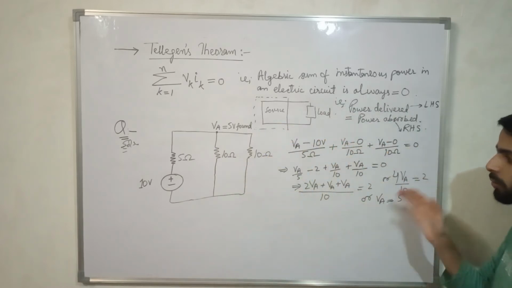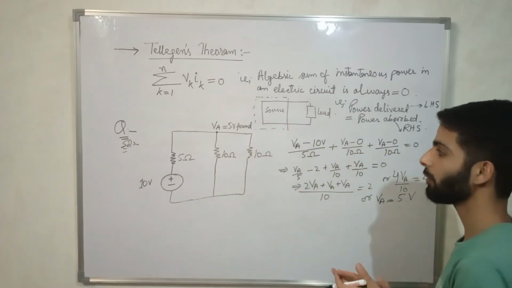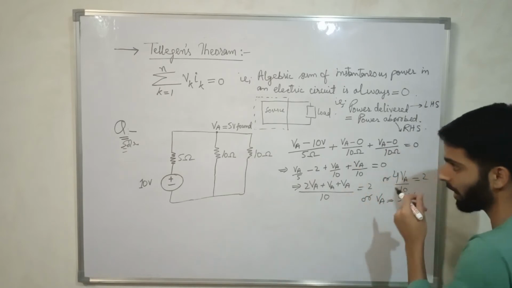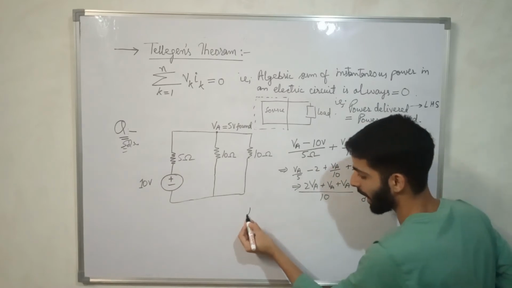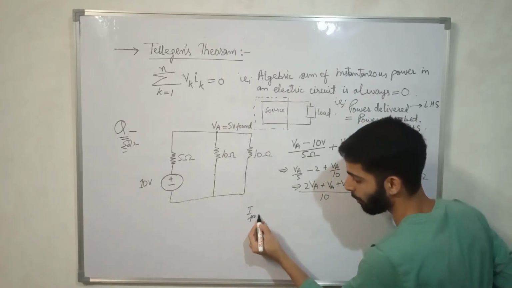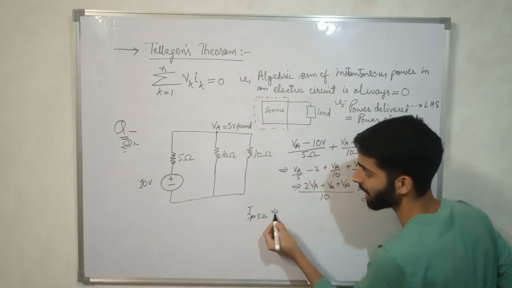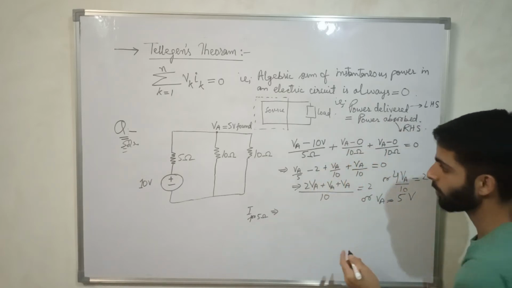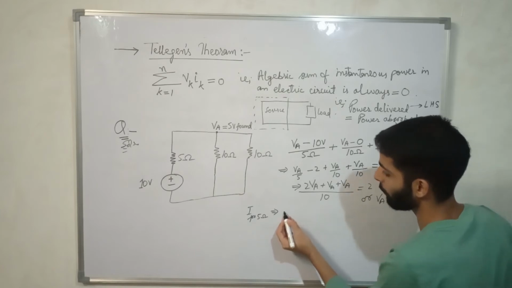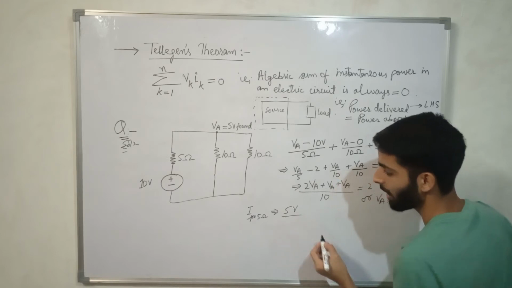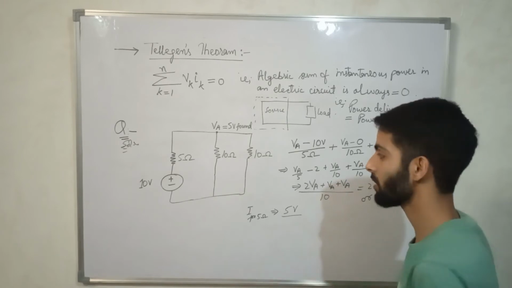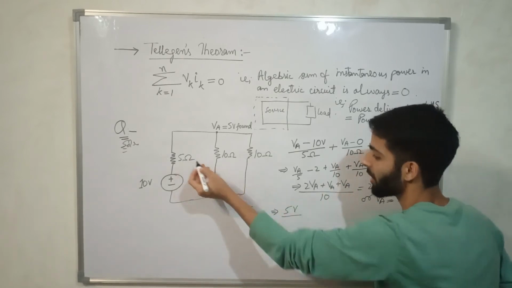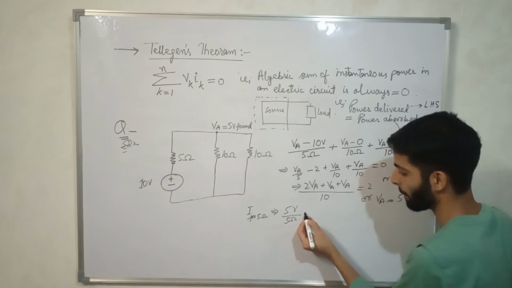So what is our aim now? We have to find the currents. First, the current I for the 5 ohm, how much is that current? The voltage at this point, 5 volt, divided by the resistance. Because V is equal to IR, I is equal to V upon R from Ohm's law. 5 volt divided by 5 ohm, 1 ampere.